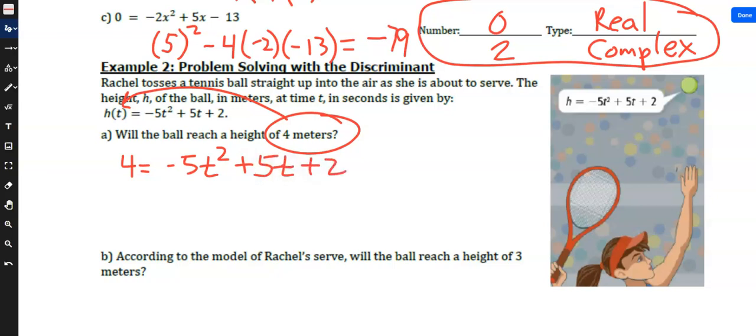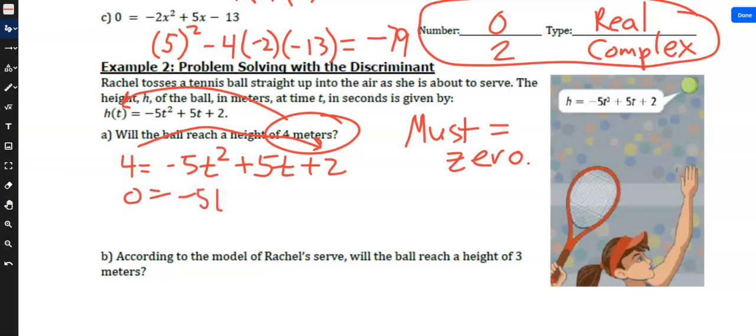You know what I forgot to mention way back in all of this, which is true for the quadratic formula and for if you're solving by completing the square? It must equal 0 to start. Okay? So before you begin this process, that 4 better be coming over here, because we better have it like this. -5t squared plus 5t, 2 minus 4 is -2. Now we can begin the process of answering this question.